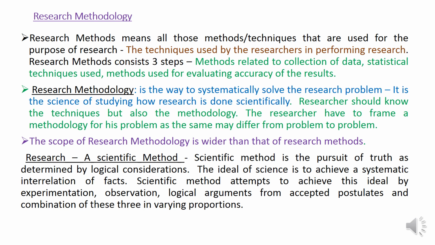There are three techniques. First one, methods related to collection of data, statistical techniques used, and methods used for evaluating accuracy of the research. So how you collect the data, what are the statistical techniques used by the researcher, and finally how you measure the accuracy of the research. So research method means how you conduct the research. But research methodology is the way to systematically solve a research problem.